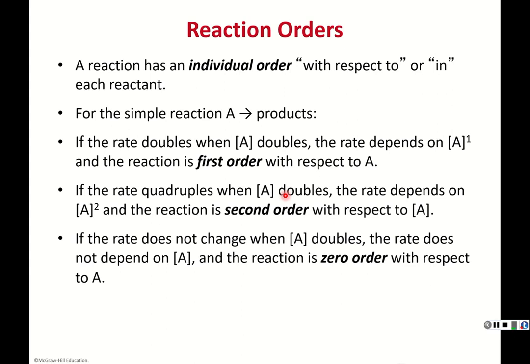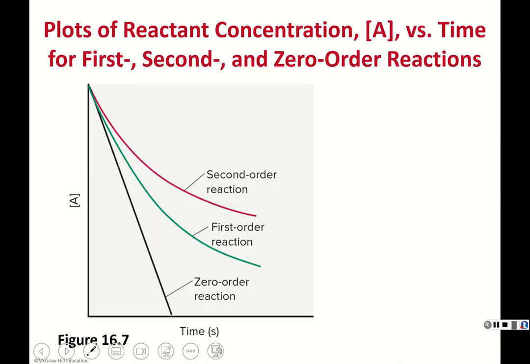If the rate does not change when you double the concentration of A, this is what's termed a zero order reaction, because it doesn't depend on that concentration at all. If you plotted the change of reactant concentration A versus time, zero order would be linear, decreasing the same amount over time. First and second order would decrease faster and then start to slow down over time, because as you lose concentration, the rate slows.